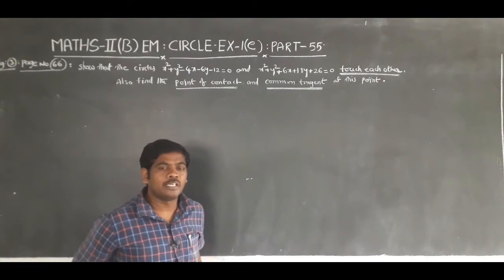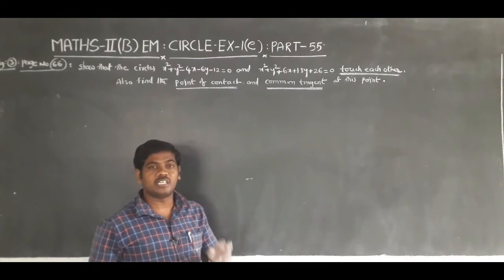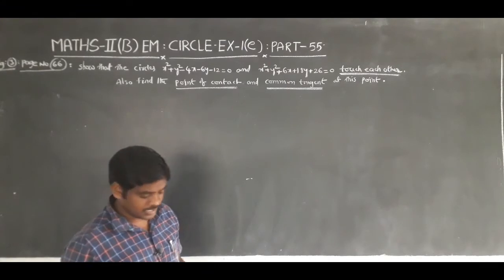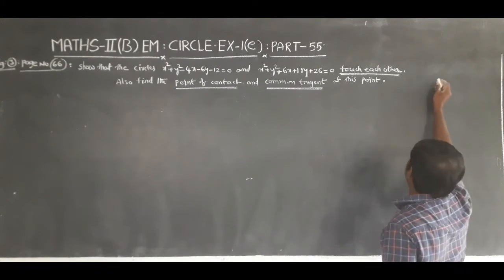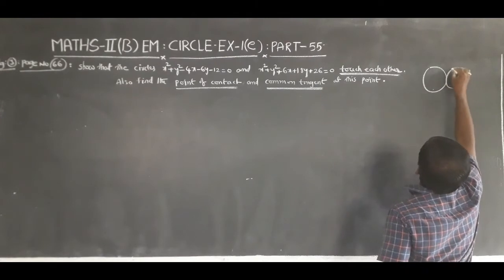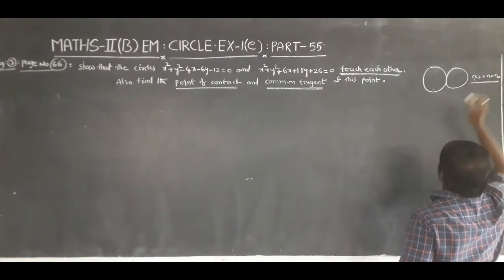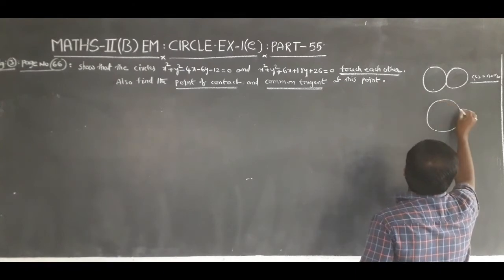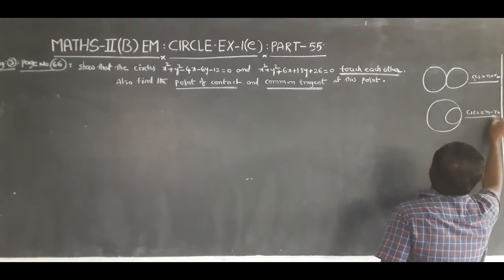First of all, we prove that the given two circles touch each other. Two circles touch each other internally or externally. If two circles touch each other externally, we prove that C1 C2 is equal to R1 plus R2. If two circles touch each other internally, we prove that C1 C2 is equal to R1 minus R2.